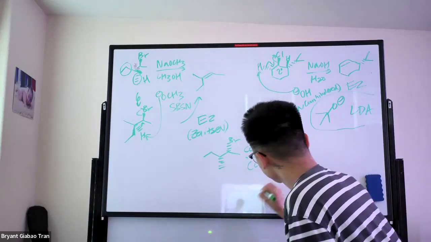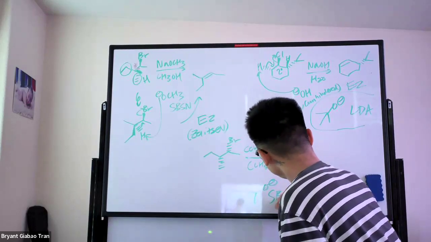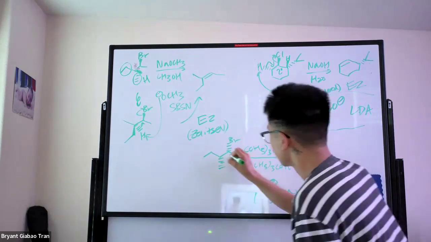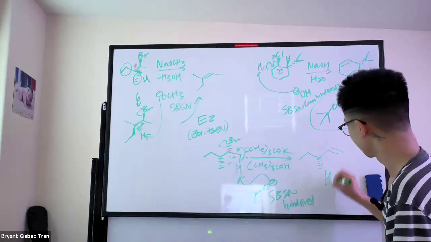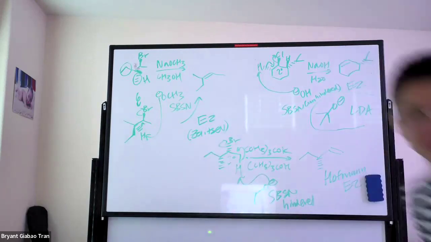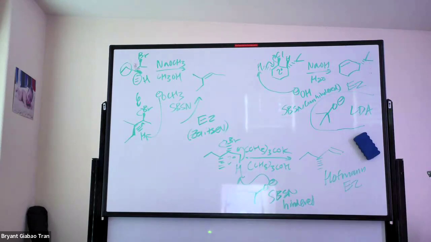Okay. And the last one is a bulky base. Bulky base, and strong. Strong base, strong nucleophile, hindered, bulky. Secondary substrate. So it grabs the terminal carbons, to create the Hofmann product, Hofmann E2. Different from Zaitsev. Yeah, that's it for E2, SN2, SN1, E1.